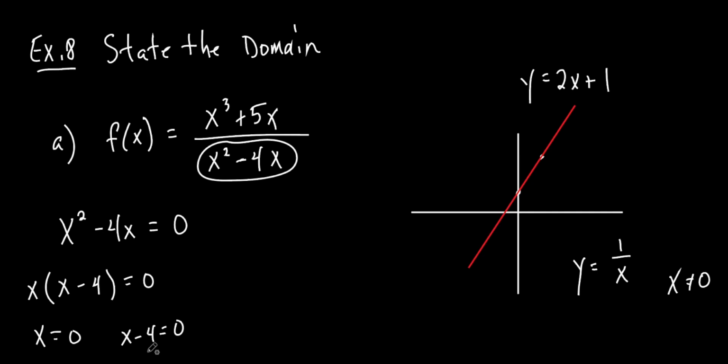Now, if I set this equal to 0, what's x? Add a 4 to both sides, x is 4. So now I put equals here, but really, those are the values that cannot equal 0. They can't be in here, okay? So I'm going to say x cannot be 0 and x cannot be 4.